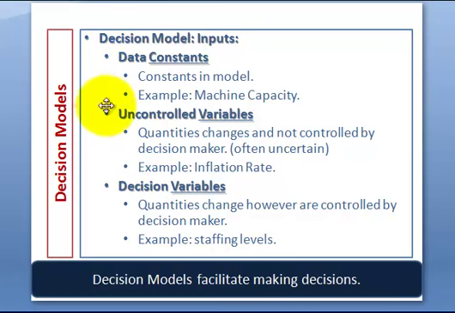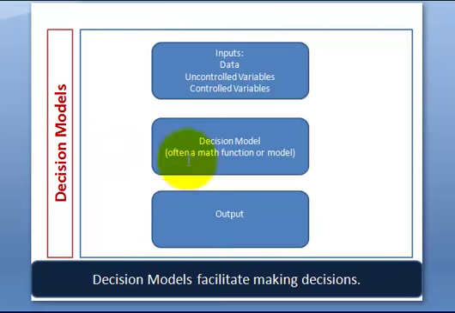Decision models tend to come with three types of inputs. There's data that's constant. There's data that's uncontrolled, like inflation rate and other things. And there's variables that we can control, like our staffing levels. So the basic model is going to be inputs, a combination of data, uncontrolled variables, and controlled variables. We'll put it into some sort of decision model or function, and we'll get some sort of output or answer.